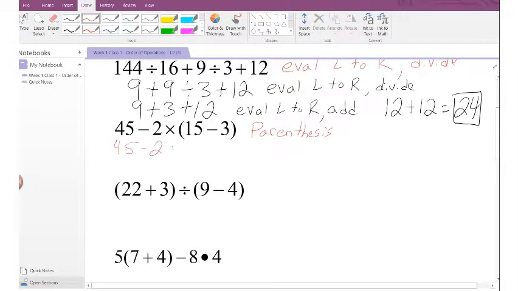minus 2 multiplied by 15 minus 3 is what? 12. You guys can take it from there. You do need to write which one of the operations you're going to perform. Like out of PEMDAS, which one of those 6 are you doing? So we just address the parentheses here. Okay.